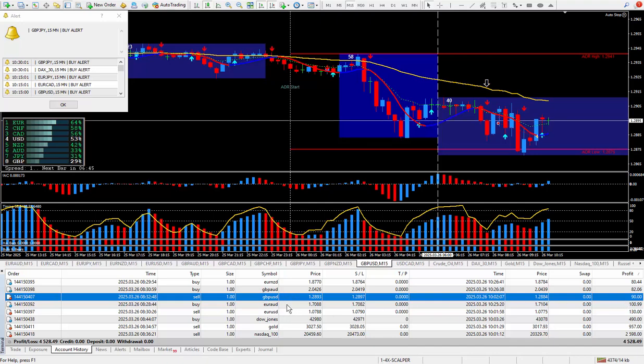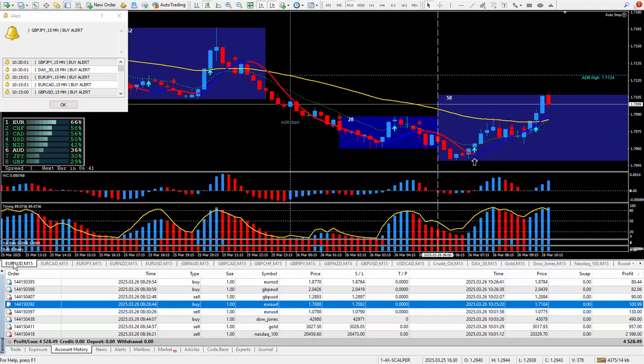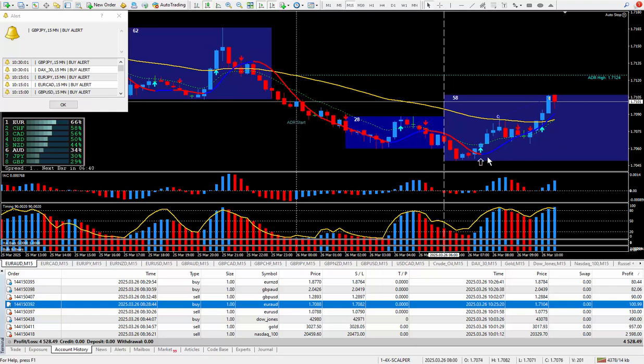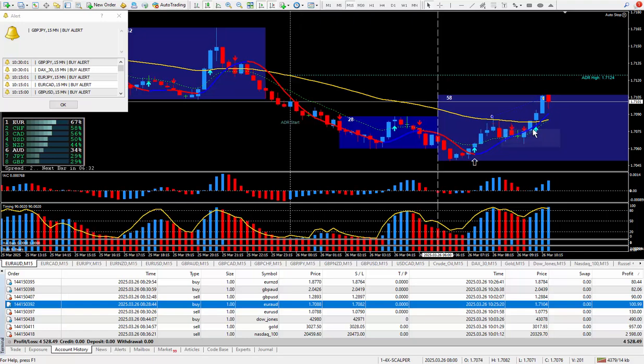Next trade I did, Euro Aussie. This one I wanted to be buying it, so we're going to drag and drop this up. From there to there, remember, that's the pullback, a little bit sideways, and it continued on its way up.